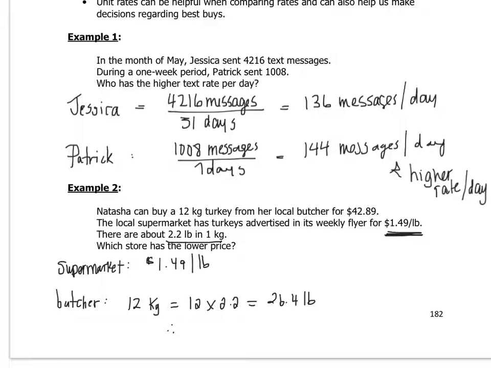So therefore the price at the butcher would be $42.89 divided by 26.4 pounds. Which would give you $1.6246. So that would be $1.62 per pound. So this one here will be cheaper.